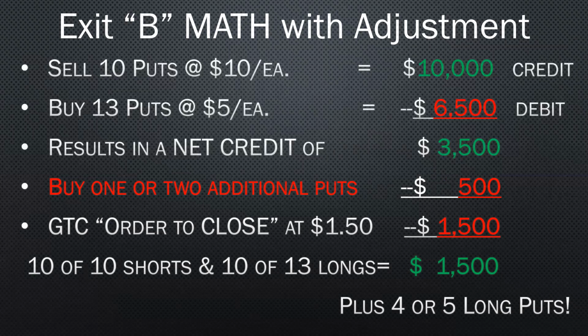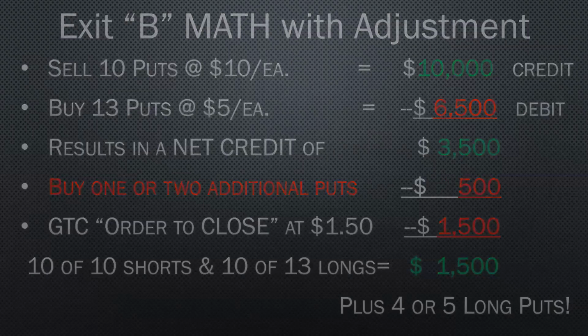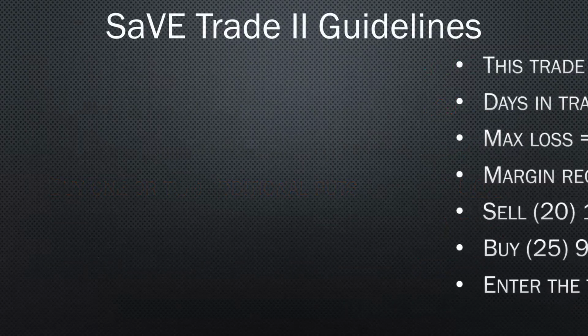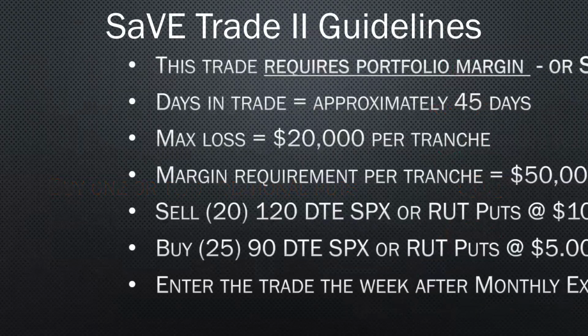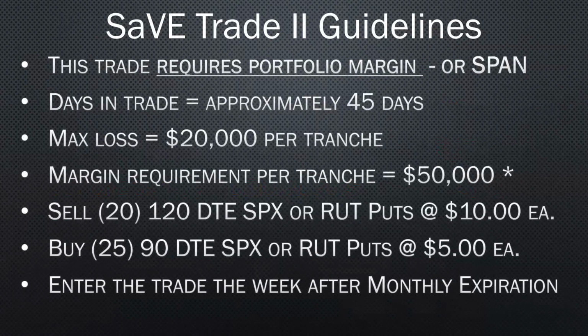So that's just kind of a brief summary on the SaVE trade. We're now going to get into the SaVE 2, which is the whole purpose of this trade. It's going to be very similar, except it's going to be double the size. So this trade also requires portfolio margin or span. We're going to be in about the same amount of time. The maximum loss on this is double what the original SaVE trade is, because it's going to be double the size. So the maximum that we would allow ourselves to be at risk of losing is $20,000.